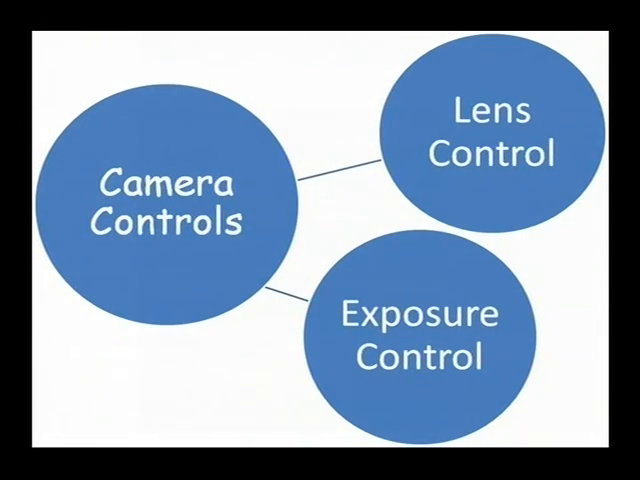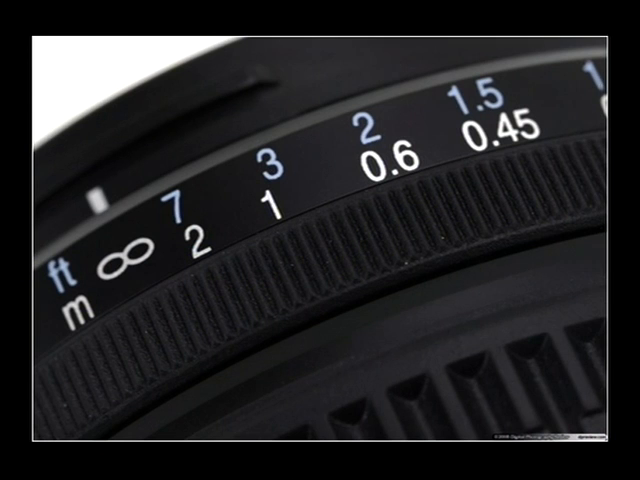Now I will be talking about the camera controls. There are two types of camera controls which I have already explained. One is the lens control, the other is the exposure control. In the lens, the outer ring of the lens is the focusing ring, and by turning the focusing ring we make the image sharp on the camera.